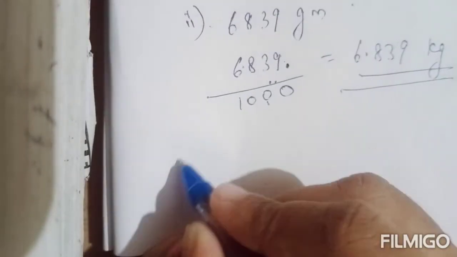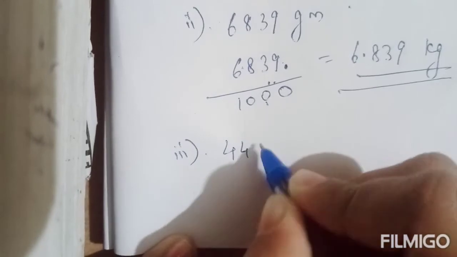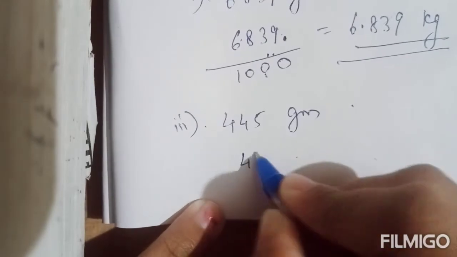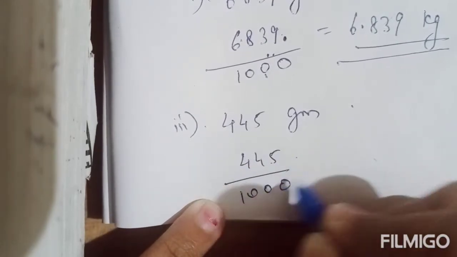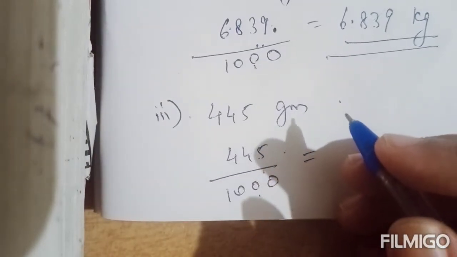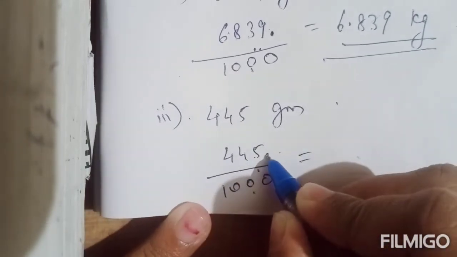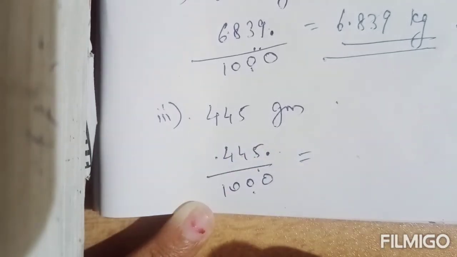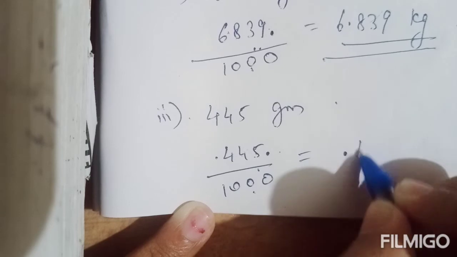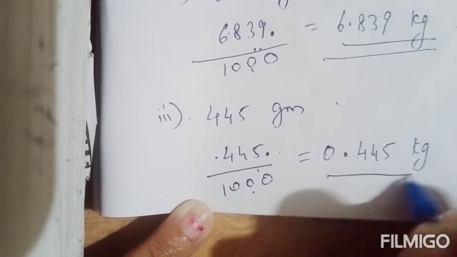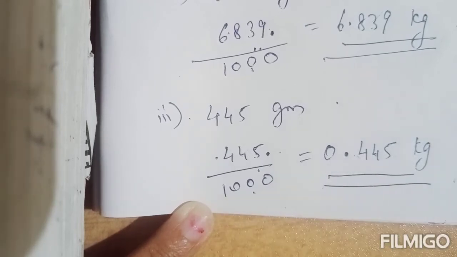Okay, now third one, 445 gram. In order to convert gram to kilogram, just divide by 1000. So division by 1000, decimal point will move 3 places to the left. So here will be the decimal point. This is 1, 2, 3. You will get the decimal point here. And the answer will be 0.445, that is 0.445 kilogram. Okay. Do the fourth one, fifth one and sixth one as homework.